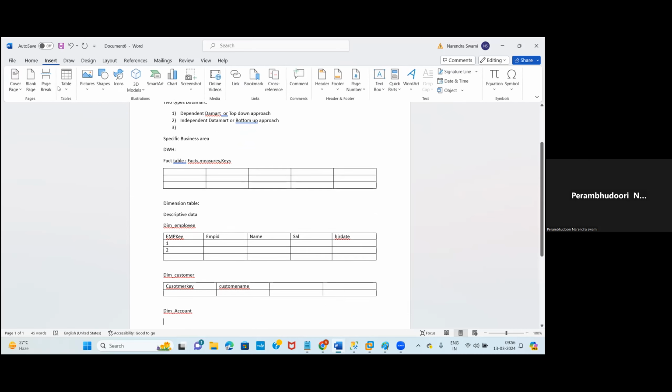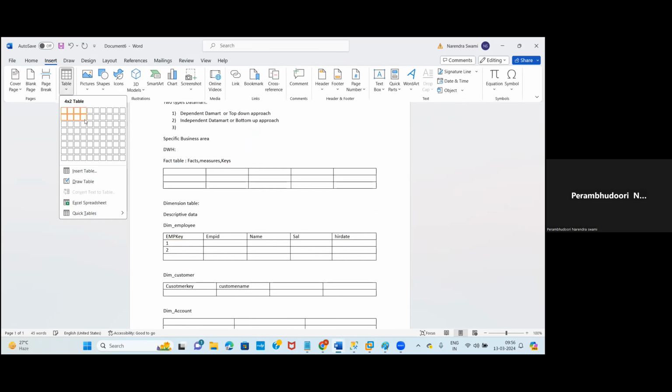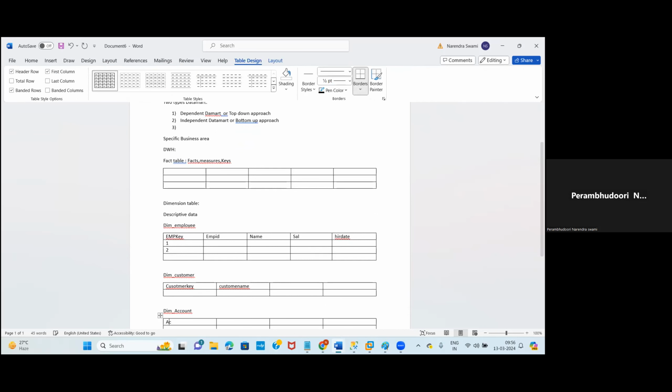This is data, like it has an account key and account name, account number and name. Now all these keys will be available in a fact table.